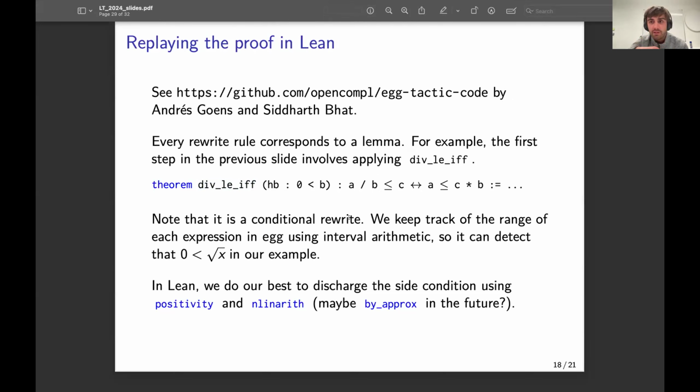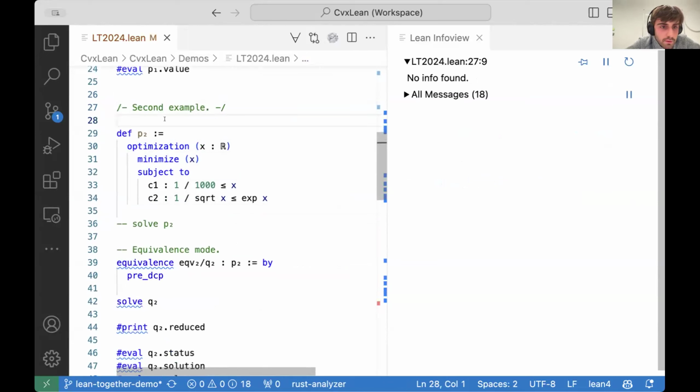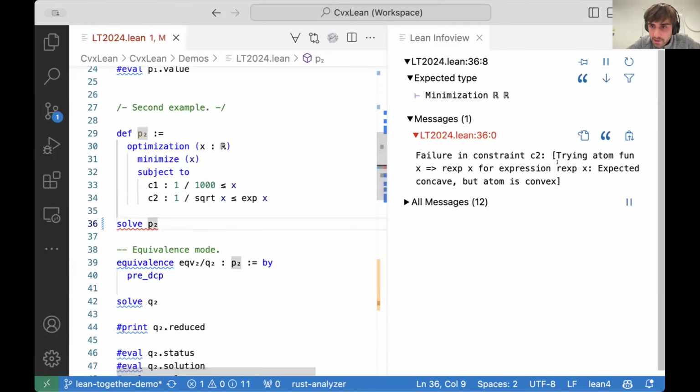Then the second example from my slides. Again, if I try to solve it, CvxLean complains because it says, "I expected this atom to be concave, but the atom is convex because this right-hand side is convex." But we can apply all of that E-graph machinery to fix this.